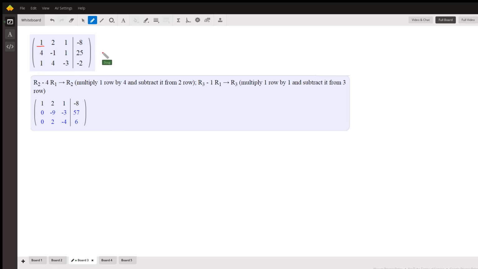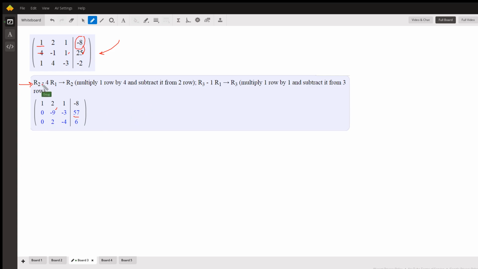Here's the augmented matrix, and here's the notation that we frequently use to indicate what the elementary row operations are. We're going to multiply row 1 by negative 4 and add it to row 2. And that'll make this 4 become a 0. And you can see that's what's happened. If I take negative 4 times this 2 here, it's negative 8. Added to the second row is negative 9. Negative 4 times 1 is negative 4. Added to here gives us a negative 3. Negative 8 times negative 4 is 32. Added to the 25, this is 57.